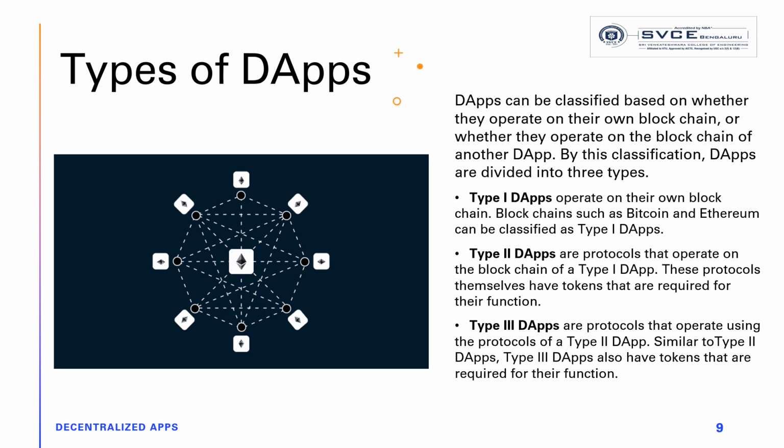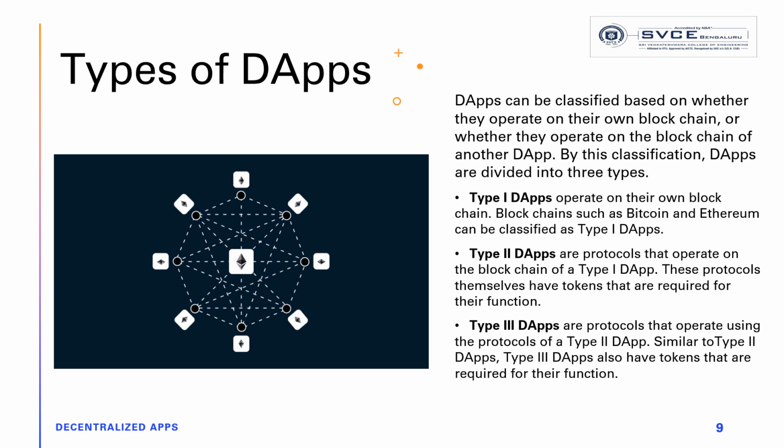Next, we'll be seeing the classification or the types of DApps. DApps can be classified based on whether they operate on their own blockchain or on the blockchain of another DApp. By this classification, they fall into three categories. Type 1 DApps operate on their own blockchain network. Blockchains such as Bitcoin and Ethereum can be classified as type 1 DApps.